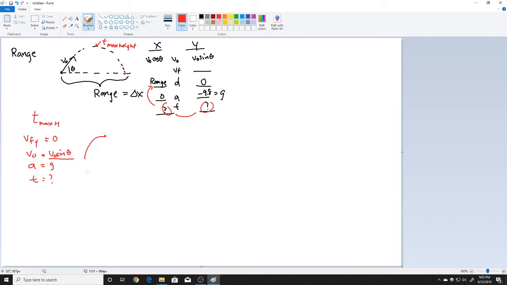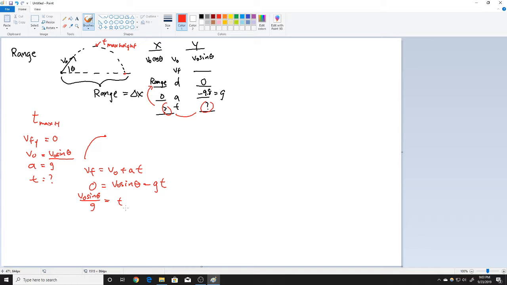So the equation here that should be very clear is final velocity is equal to initial velocity plus at. The final velocity is 0. Initial velocity is v initial sine of theta, and then acceleration is gt. Now I should put a minus sign here for the acceleration because it is going downwards, which is the opposite direction as the initial y velocity. So we have that, right? Solving for this, we end up with time must be equal to v initial sine of theta over g.